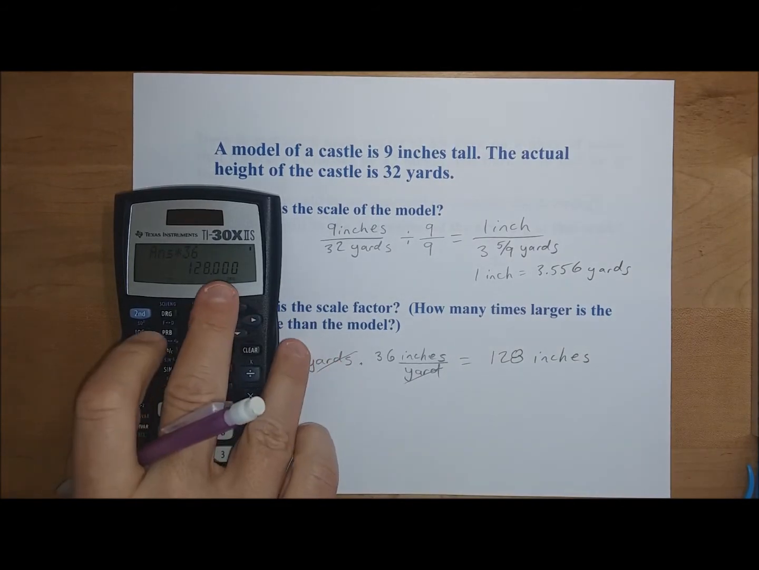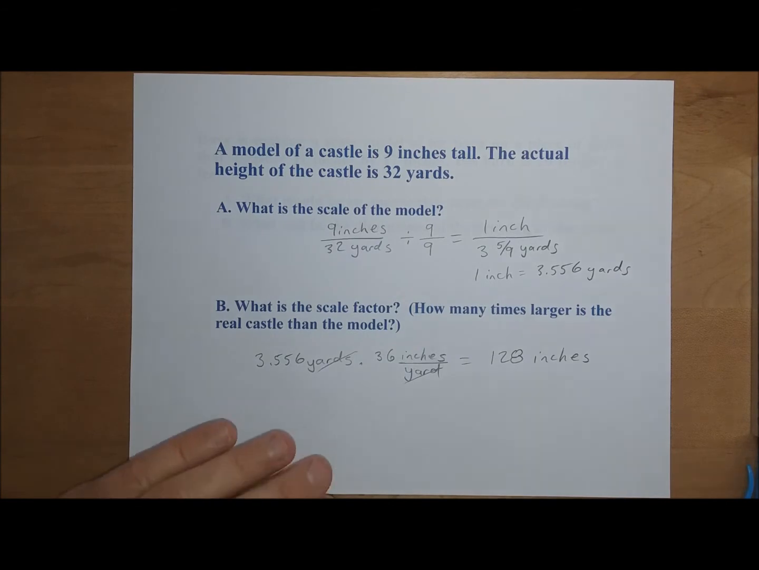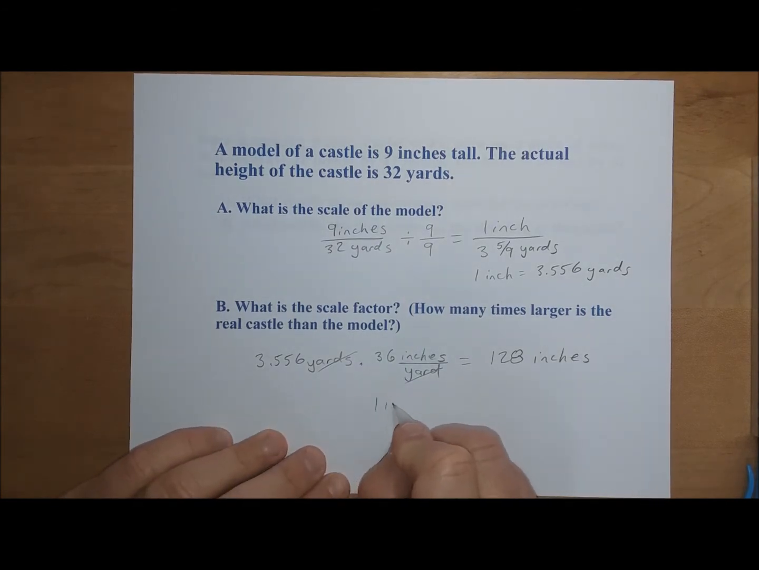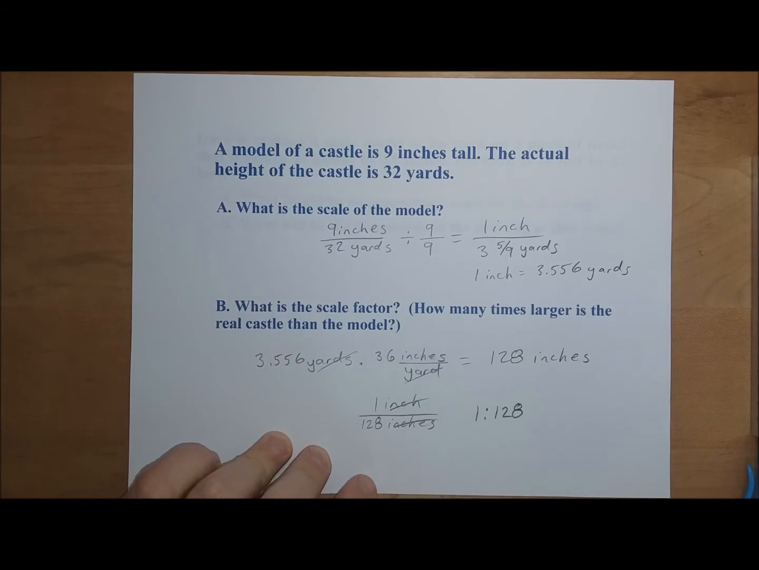Okay, so it turns out that I have 1 inch on my model per 128 inches on the real castle. And so the inches are going to cancel and I'll be left with a nice scale factor, 1 to 128, which you'd probably write as 1 to 128. Or you might say the castle is 128 times larger than the model.